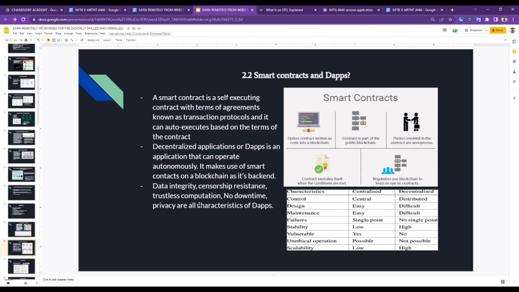From what we have here, a smart contract is a self-executing contract with terms of agreement known as transaction protocols, and it can auto-execute itself based on the terms of the contract. So a smart contract is more like an autonomous contract, a decentralized contract that can execute itself without any central authority having to go and pass the order and say this must happen.